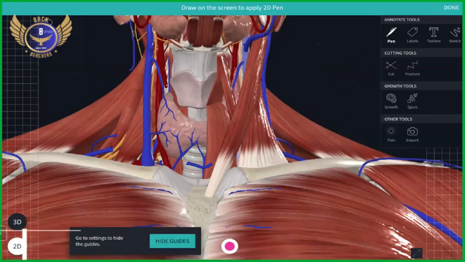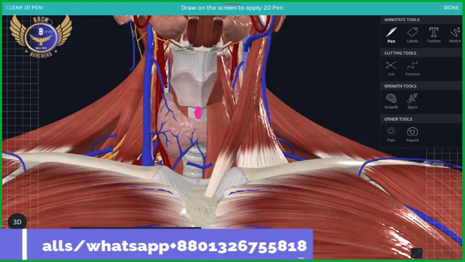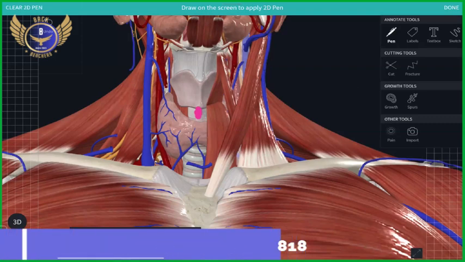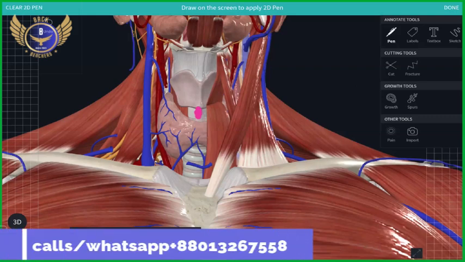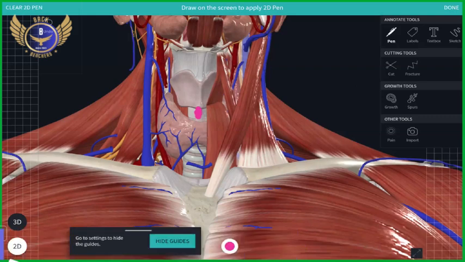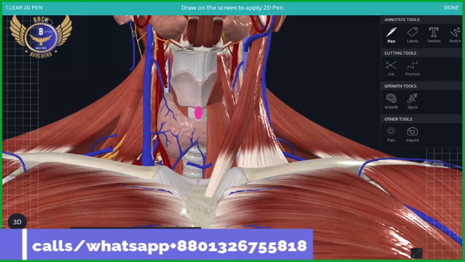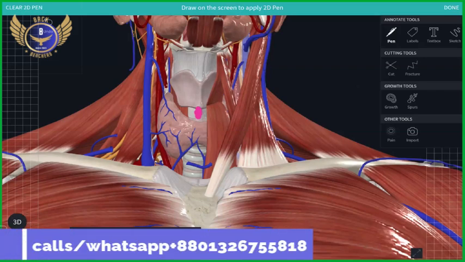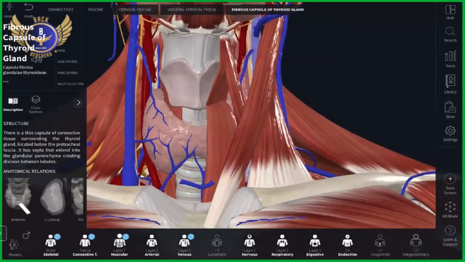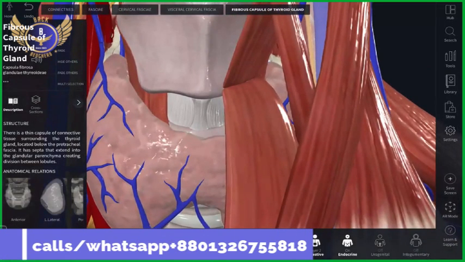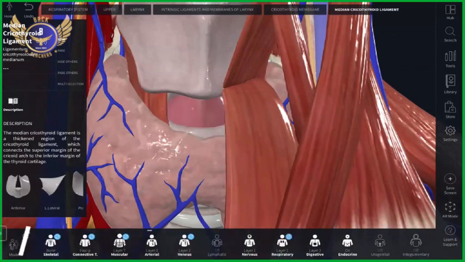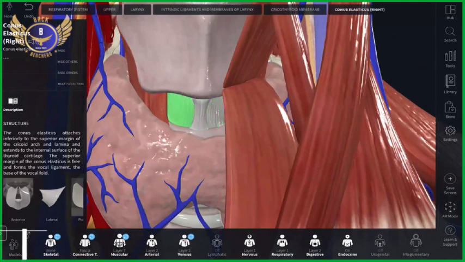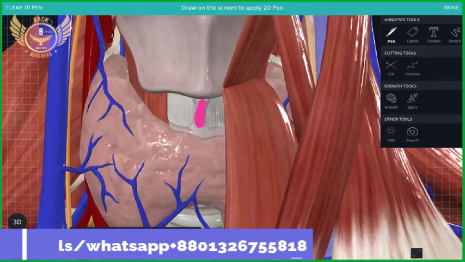So in emergency cases we just pierce the cricothyroid membrane. We pierce the cricothyroid membrane during an emergency. So that is called cricothyroidotomy. So this is our cricothyroid ligament, and we pierce it.